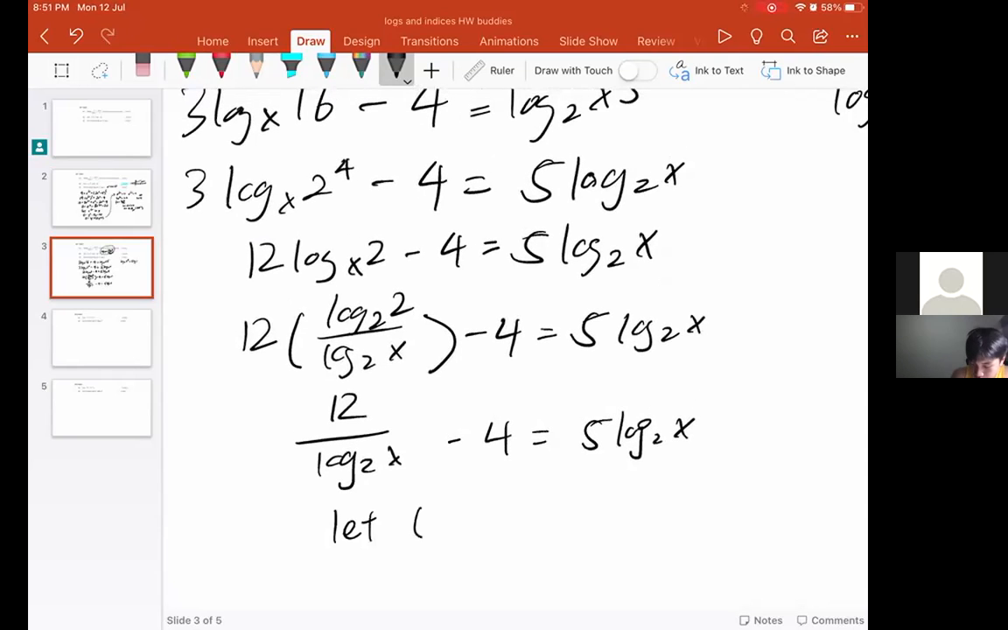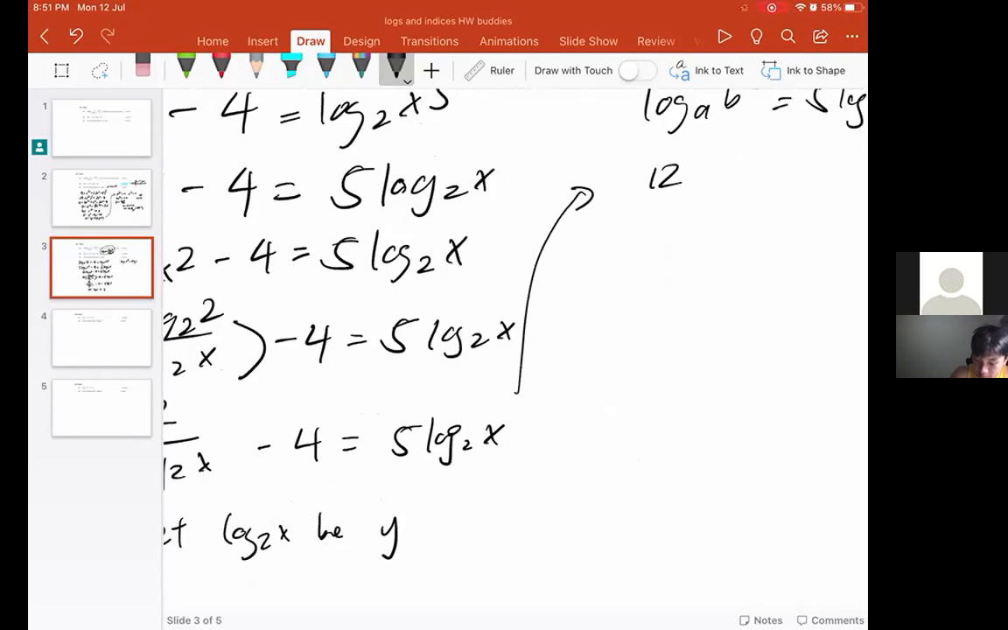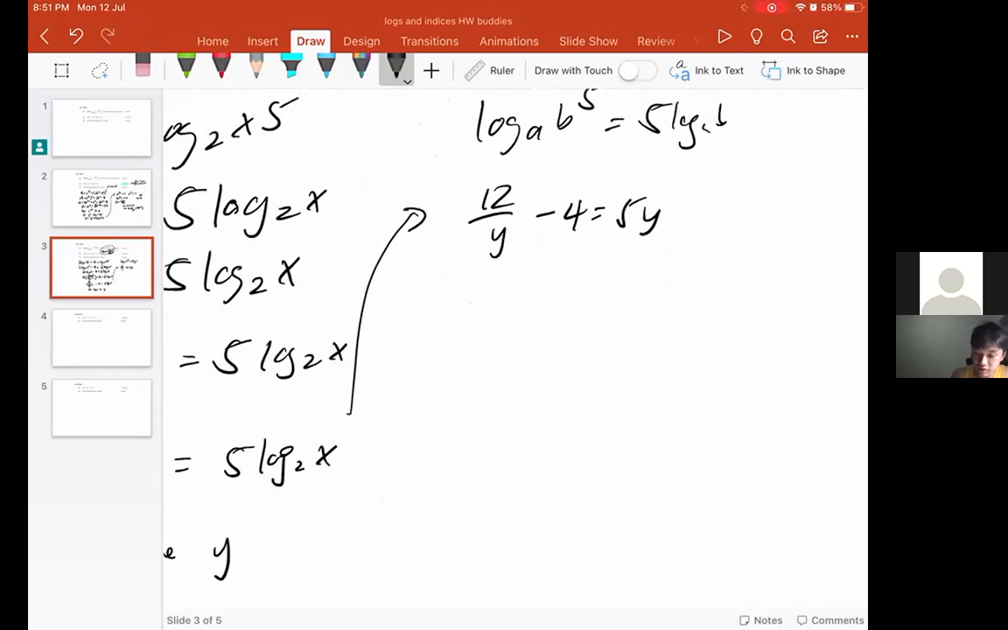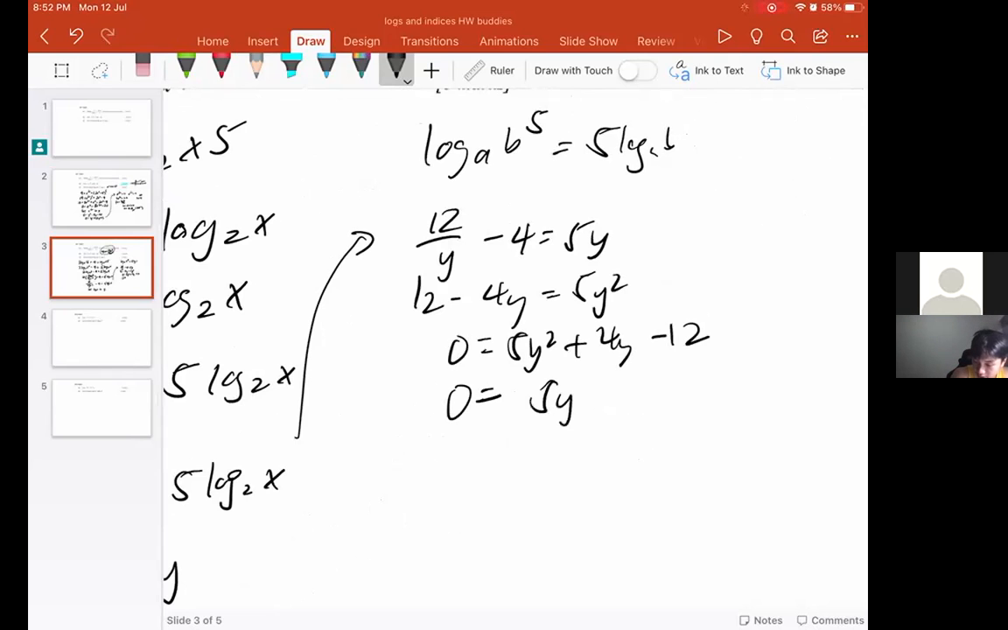So we say, let's log 2x be y. So we have 12 over y minus 4 equals to 5y. Times y throughout the equation, we get 12 minus 4y equals to 5y squared. Bring all to the right-hand side. And then we can factorize this. We factorize this to get 5y minus 6, y plus 2.